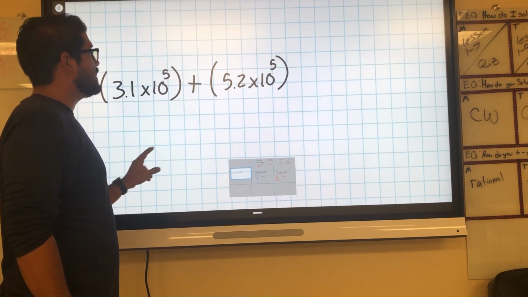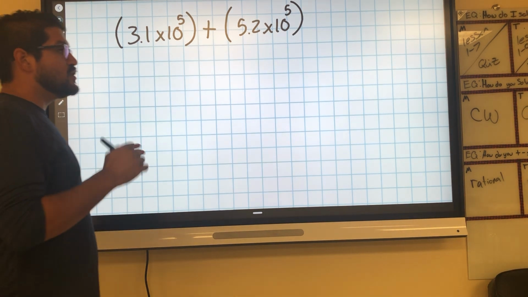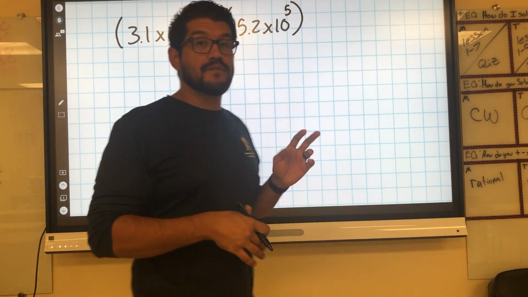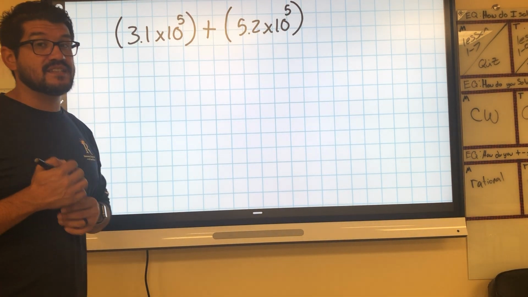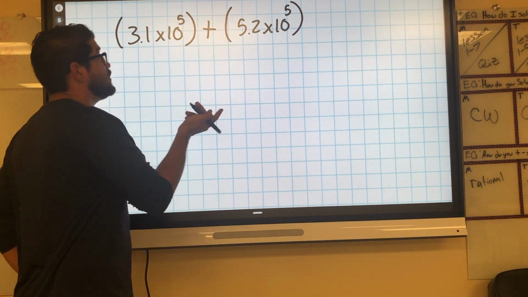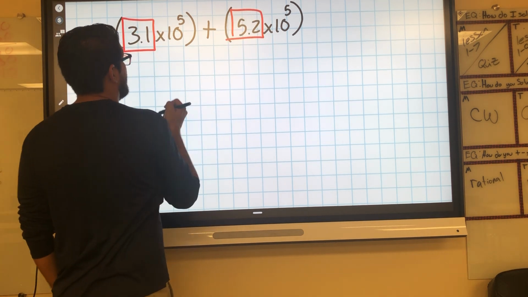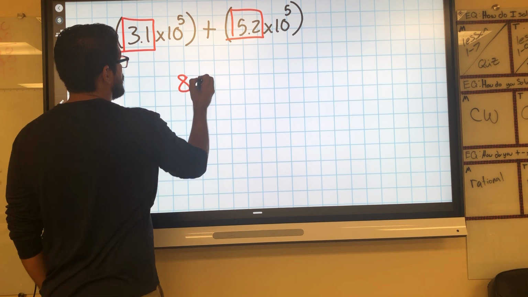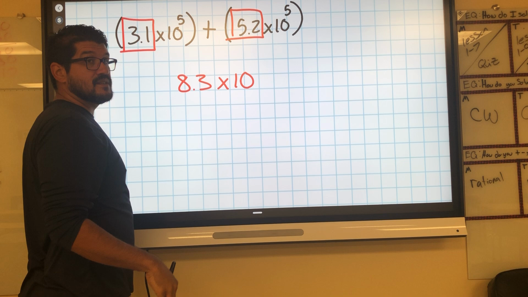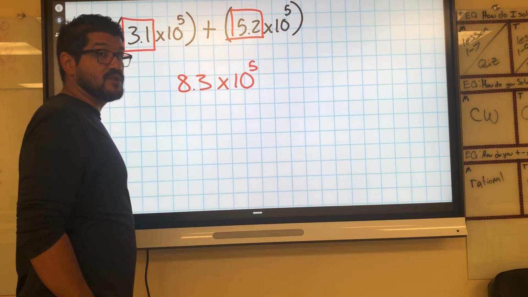All right, next one here. So this next work kind of reminds me of when you did fractions. When you add and subtract fractions, the rule is the denominators have to be the same. For this one, if you want to add and subtract scientific notations, the exponents need to be the same. So here they are the same. So you're simply going to add this with that. That's going to be 8.3 times 10. The exponents for the 10s are going to do nothing. They're not going to change at all.